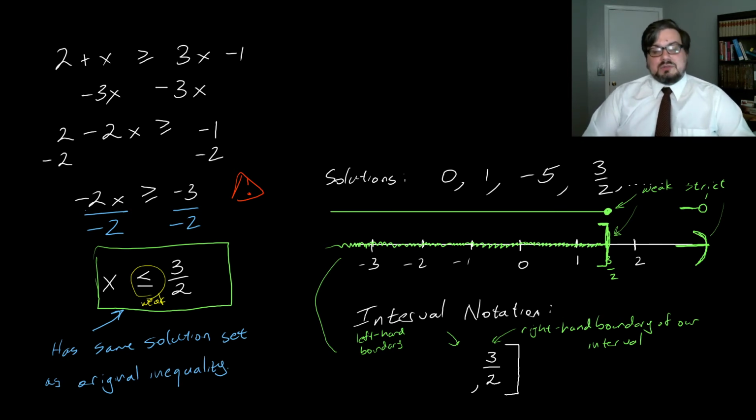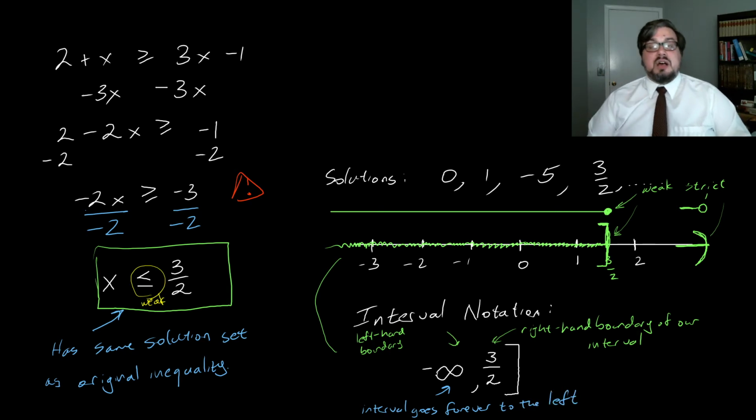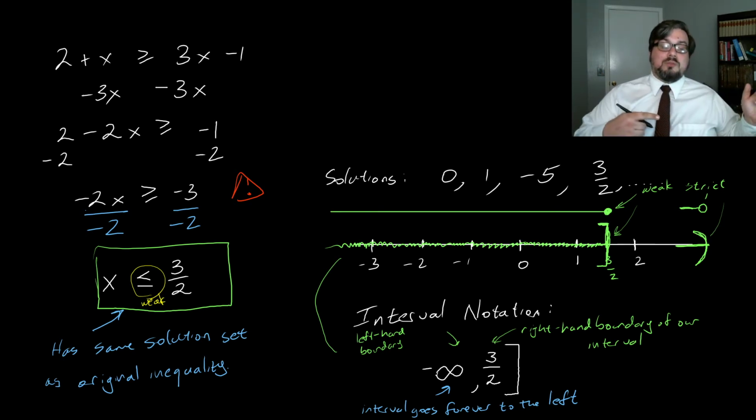And so in that case, we have a symbol that we use, a shorthand that we use to describe the fact that this interval goes on forever to the left, and in that case, we use the symbol -infinity. So the symbol -infinity here means that the interval goes forever to the left. It's important to note that our use of infinity here does not imply that infinity is a number or that -infinity is a number.